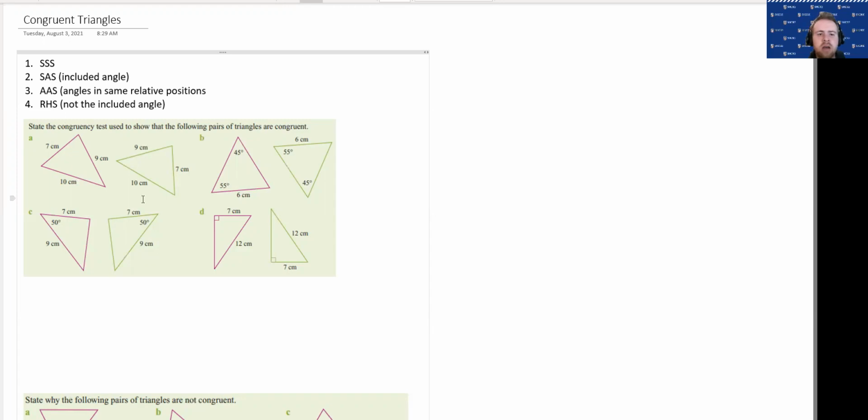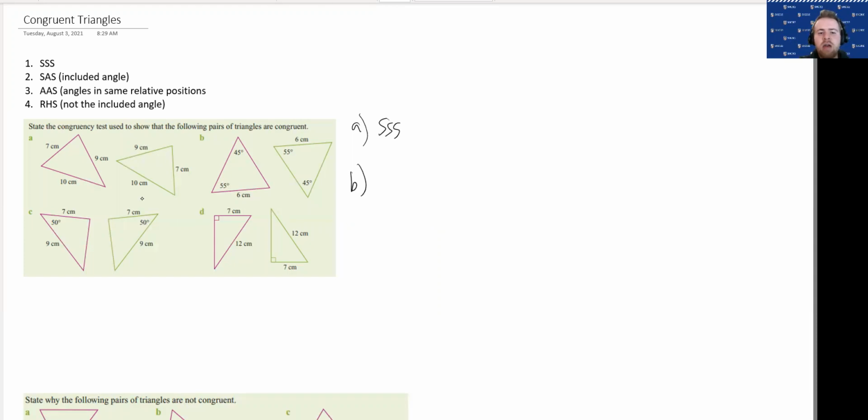Okay, so let's just do these first questions and state which congruency test we would use to show that they're congruent. So when we're trying to do congruency tests, we need to scan and look for what information we have. How many sides do we have that are equal? How many angles, etc. So in this first one, we can see that there are 3 equal sides, so we're going to have to use SSS. We don't have any information about the angles yet, so we use that test.